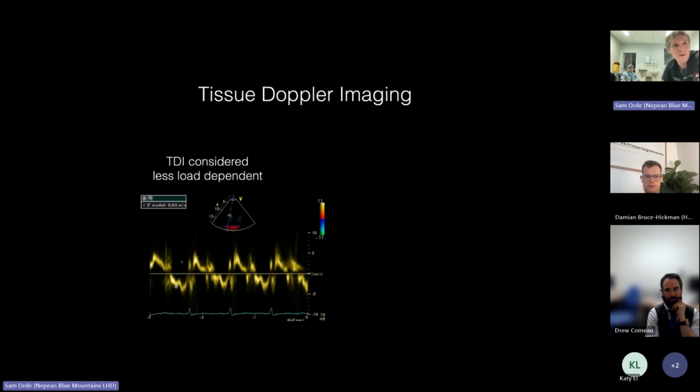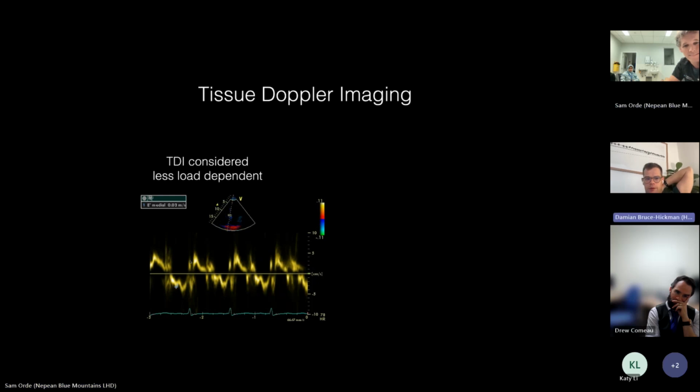So Damien, just tell me if you can see my marker. What am I pointing at on this tissue Doppler image with my mouse? So I think that's the isovolumetric contraction phase. So it's not a true S wave. It's perfect. So the S wave you measure is the next one up.